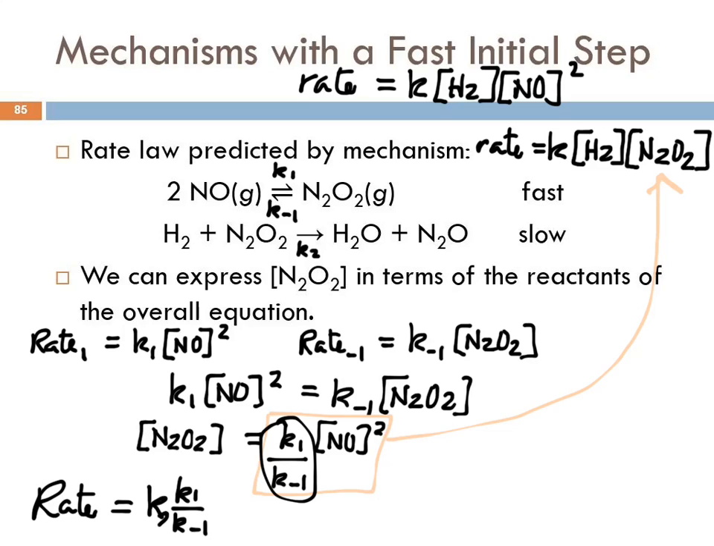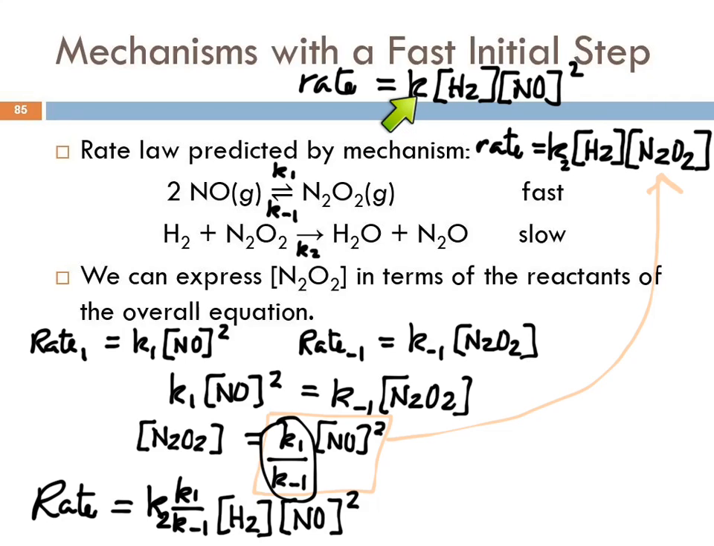Oh, this really should be K2. I knew something was missing, right? Because that's predicted from this, so it's K2. So I've got K2 times K1 over K minus 1. And then I've got H2. And then I've got the rest of this. And I've got the NO squared. Now that's looking really close to this, isn't it?